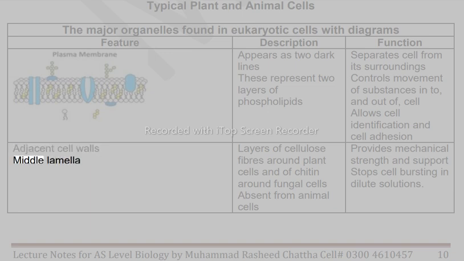Cell walls. Adjacent cell walls, middle lamella. Layers of cellulose fibers around plant cells and of chitin around fungal cells, absent from animal cells. Provides mechanical strength and support. Stops cell bursting in dilute solutions.